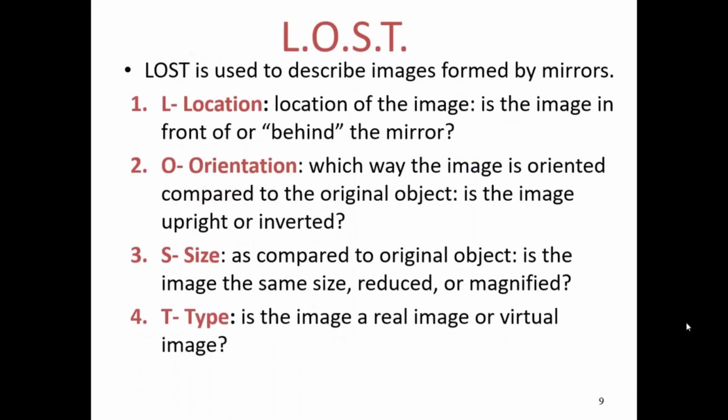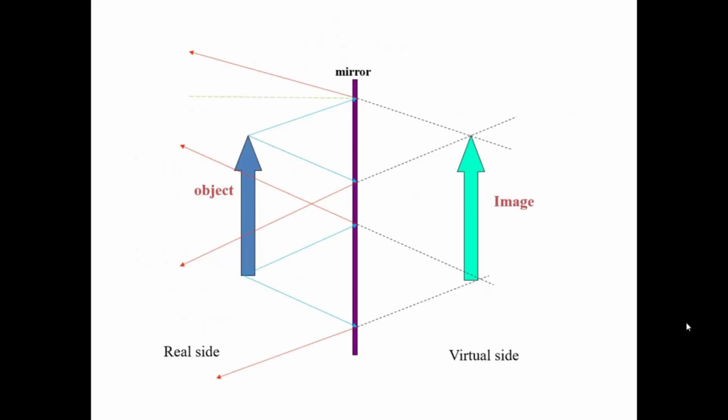Last, we have the type of image. It's either a real image or a virtual image. So in this case, since it's on the virtual side, it's a virtual image. A real image would be a case where these reflected rays, so this reflected ray here and this reflected ray here, really do cross over here, which we will see with curved mirrors and lenses, some situations where those light rays actually do cross each other and form a real image.